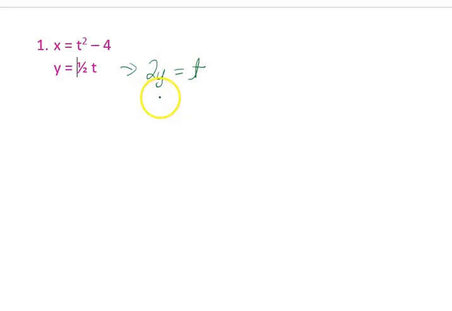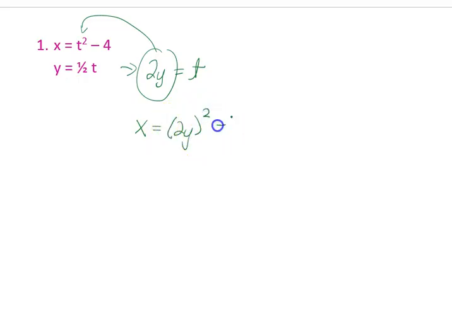And then I am going to plug that 2y in for the t in the other equation. So I'm going to have x equals (2y) squared minus 4. And so now if you'll notice, this equation has x's and y's in it, but it does not have any t's. And I can simplify that a little bit and get 4y squared minus 4, which, as we have been learning, would be a parabola that faces right.